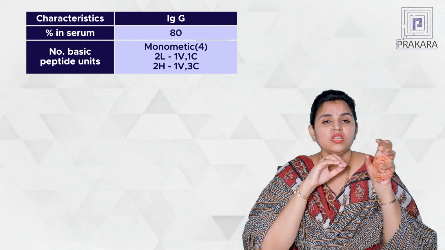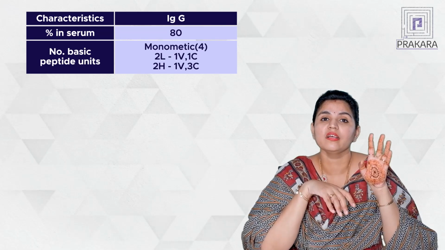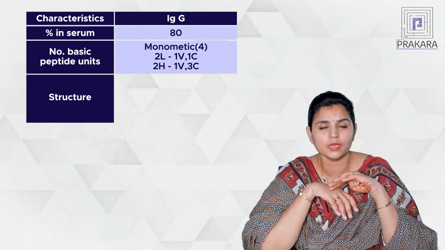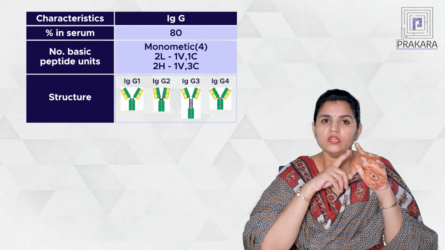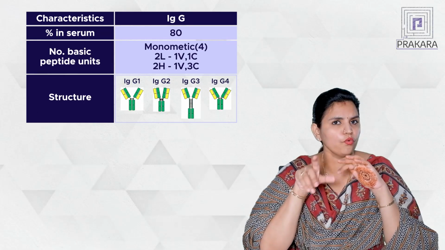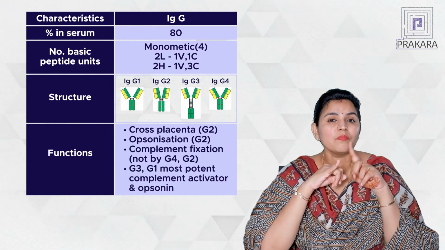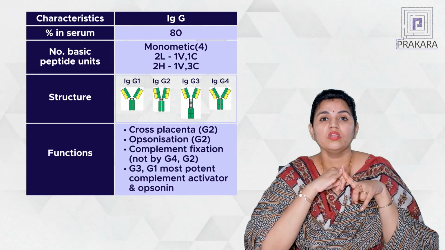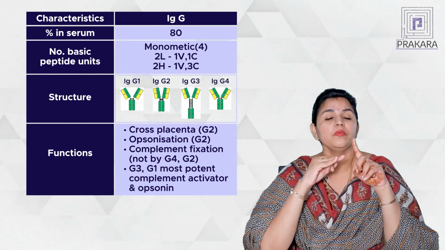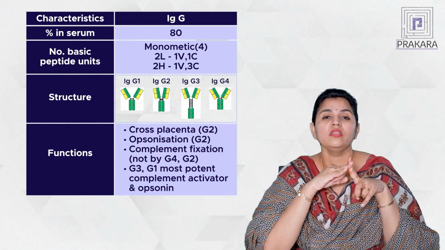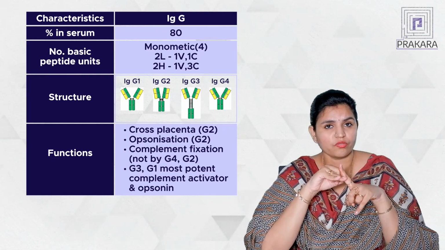And coming to the classification, it has been classified further into 4 different types, that is immunoglobulin G1, G2, G3, and G4. Coming to the functions, it crosses the placenta. This is the one immunoglobulin that crosses the placenta. It plays a very important role in the opsonization process of our body.